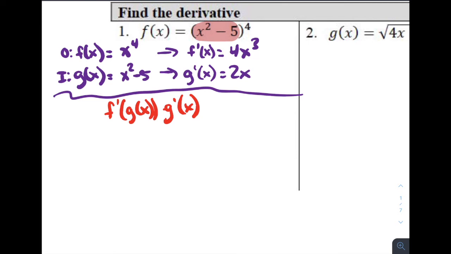Well, f prime was 4x cubed. So 4, and instead of our x, we're going to substitute. We notice that g of x is the input for that f prime. So if I look at that f prime function right here, where that x is, we're going to substitute in the whole g of x equation. So instead of x for that 4x cubed, we're going to have an x squared minus 5.